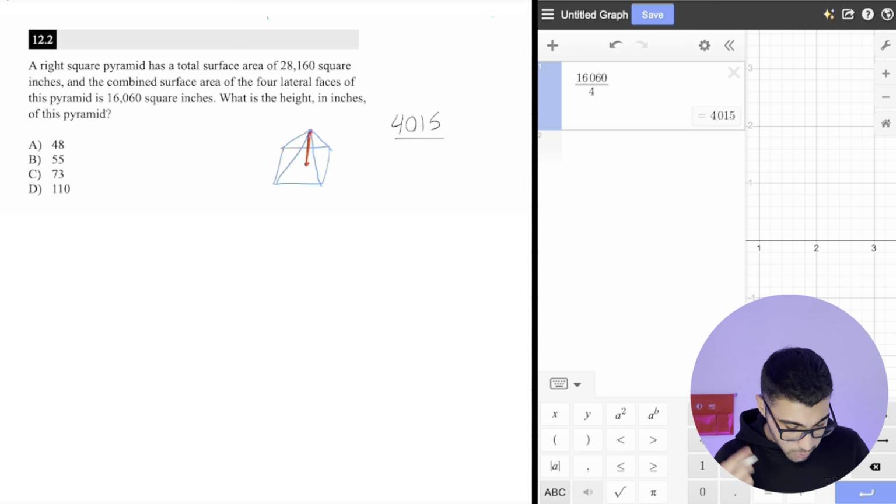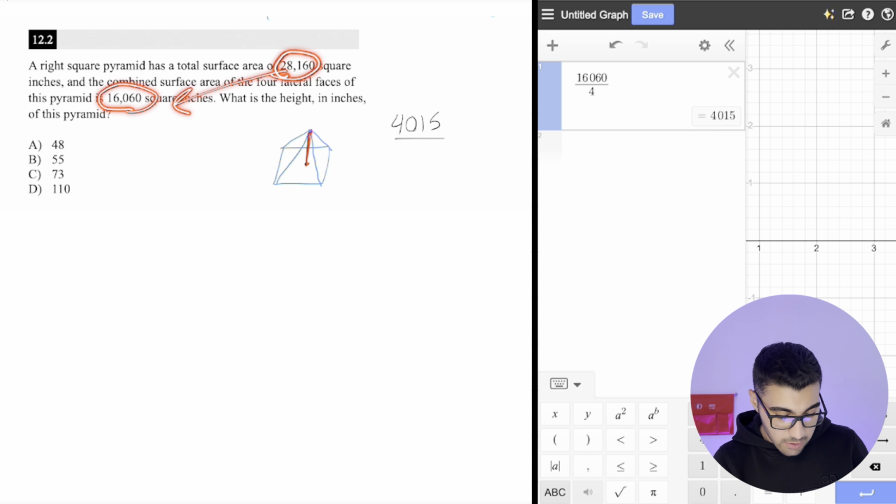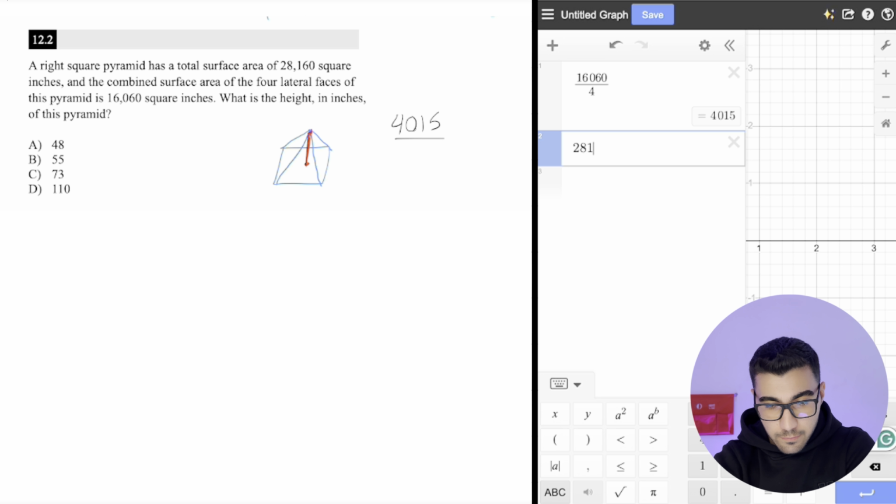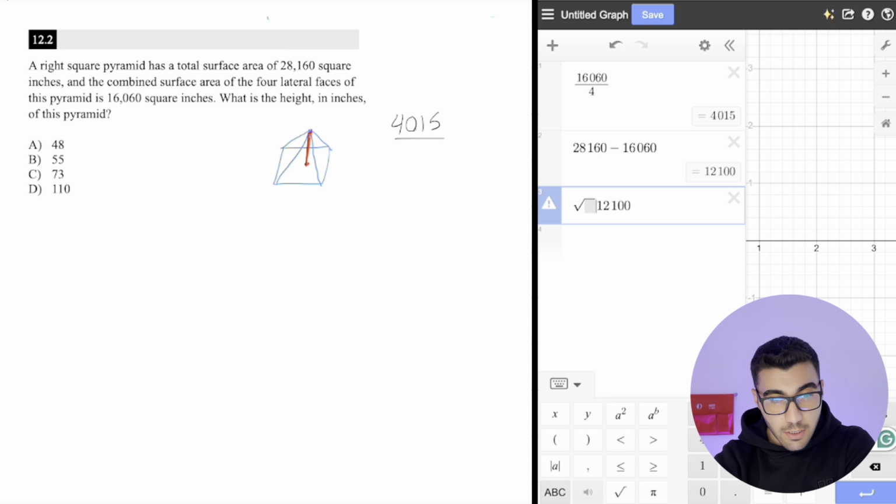That's point 1. Point 2. This is the total surface area. This is the surface area of the lateral faces. Let's subtract this to find the area of the base. So if I do 28,160 minus 16,060, I get 12,100. This is the area of the base. Now, the base is a square. So if I take the square root of 12,100, I'm going to get 110.